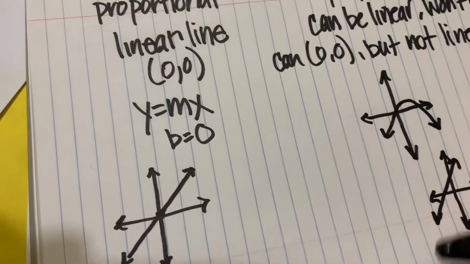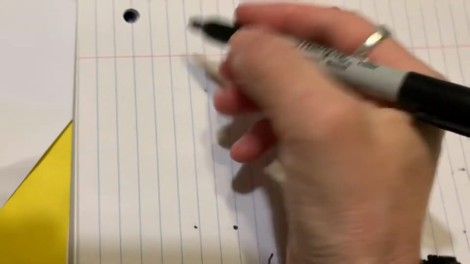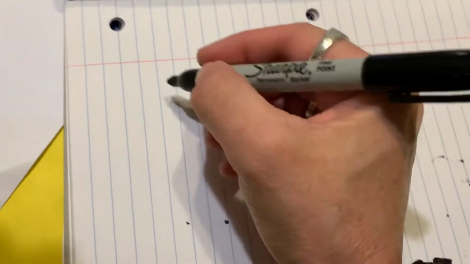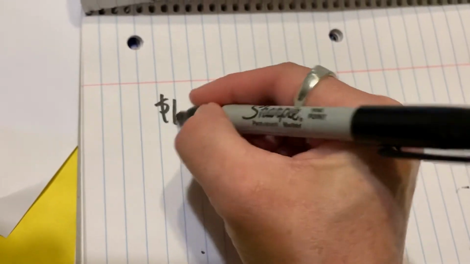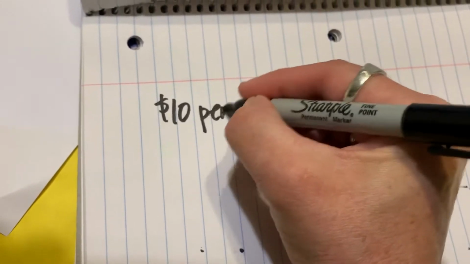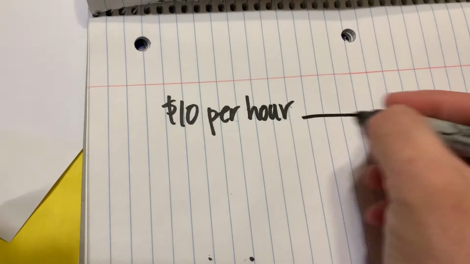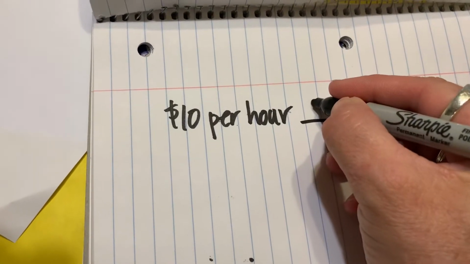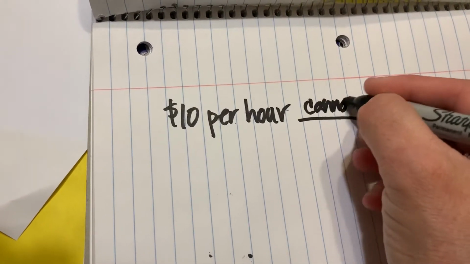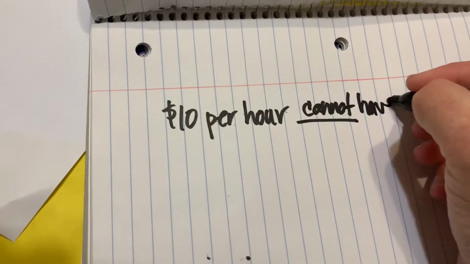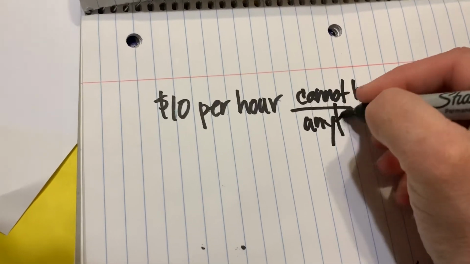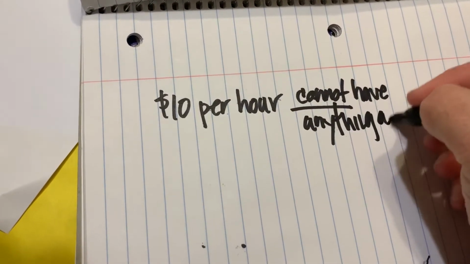If you see it in a word problem, they'll say he works for $10 per hour. That's it. He cannot have anything else. He cannot have anything added or subtracted.